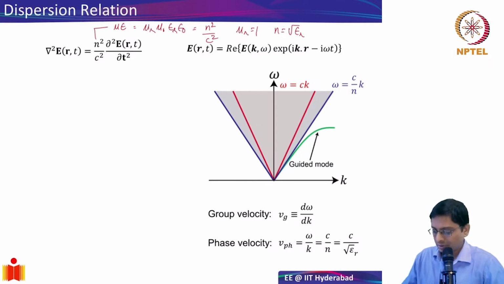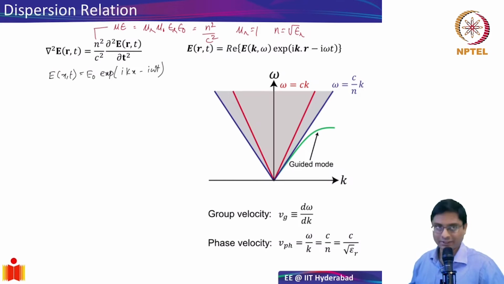Okay. So we have this wave equation. Let's consider the 1D solution that we mentioned in the previous slide. Let's say E of x,t is equal to E naught exponential i k x minus i omega t. So I'm considering only one type of solution here, with minus i omega t. That's the sign convention I'll use in this course.